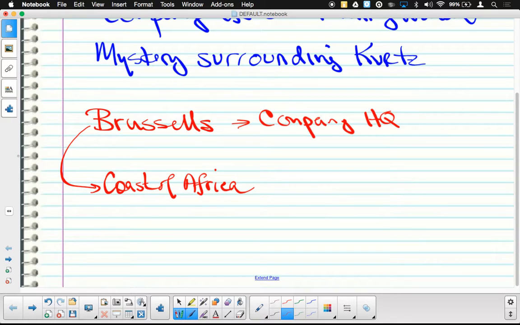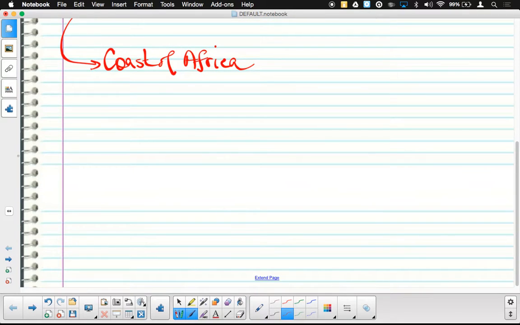So then he goes to the coast. Then from the coast, where does he need to go? As he starts working his way towards Kurtz, this is where the various stations start showing up. So what's the first station that he goes to? And again, you don't get specific names, but it gets described as what station. There's 3 of them. The first one's going to be the outer station.